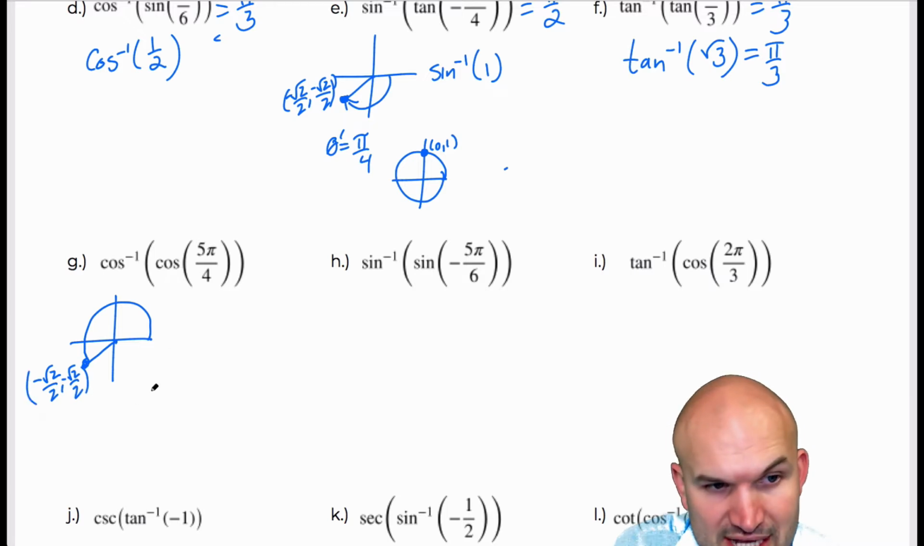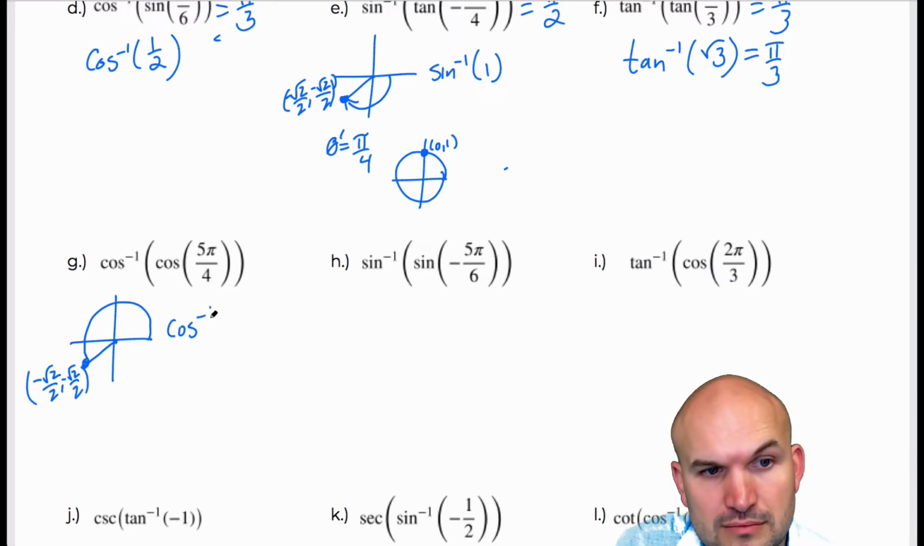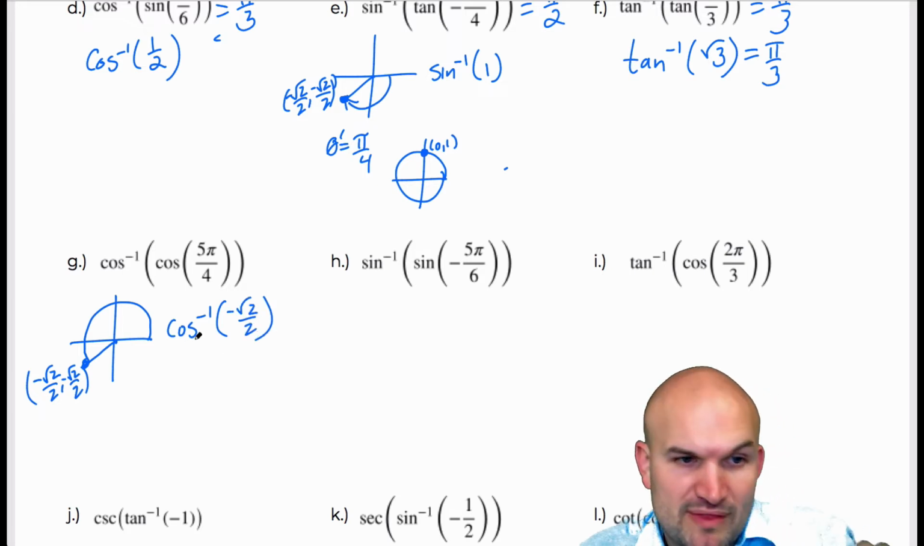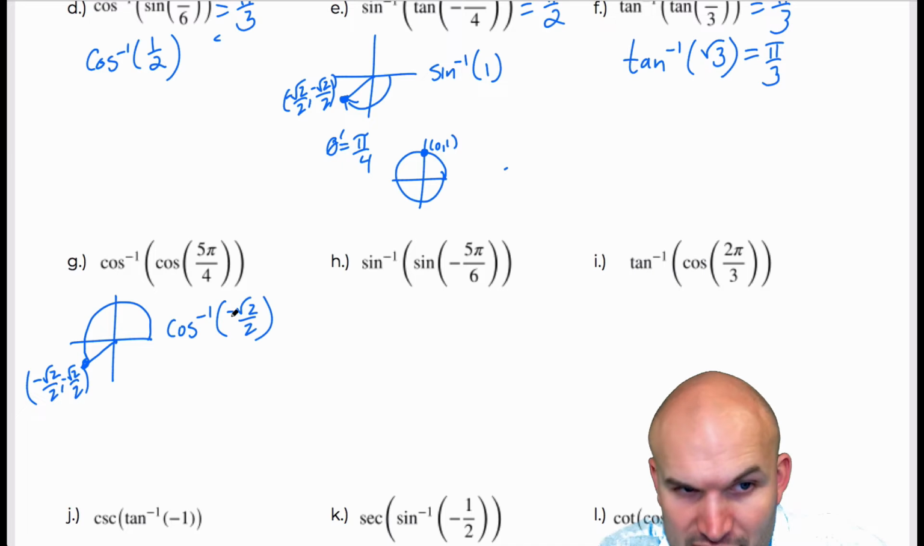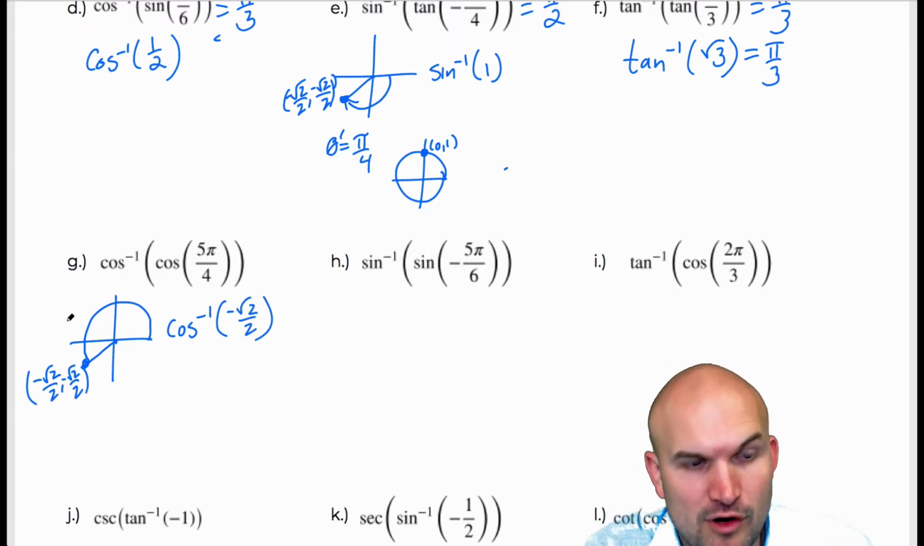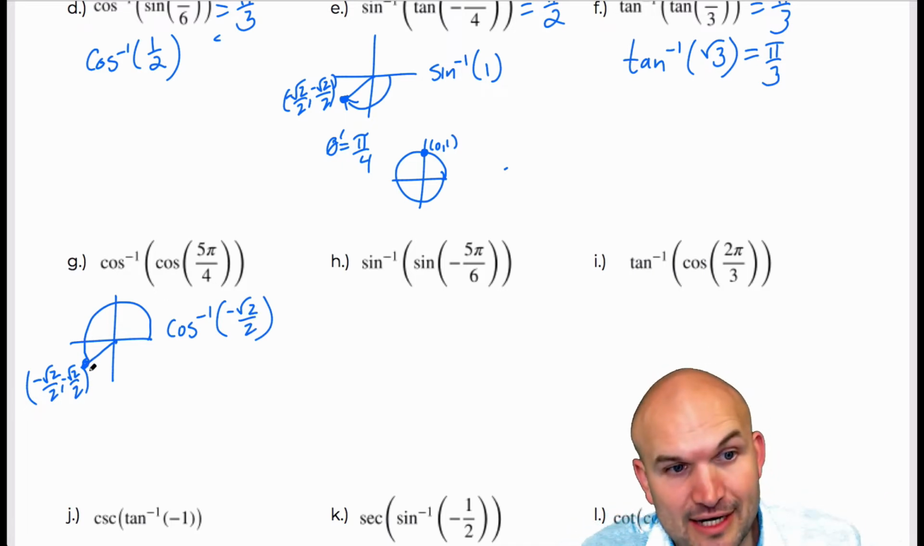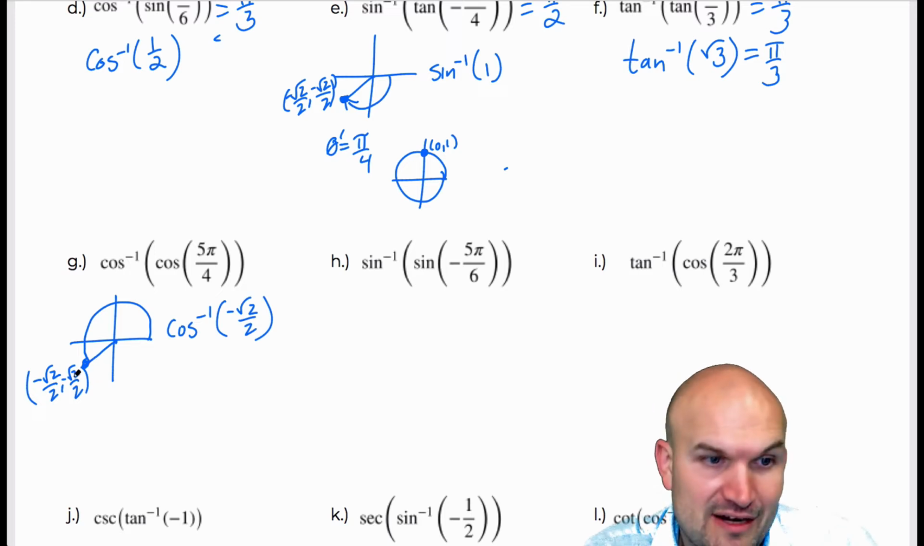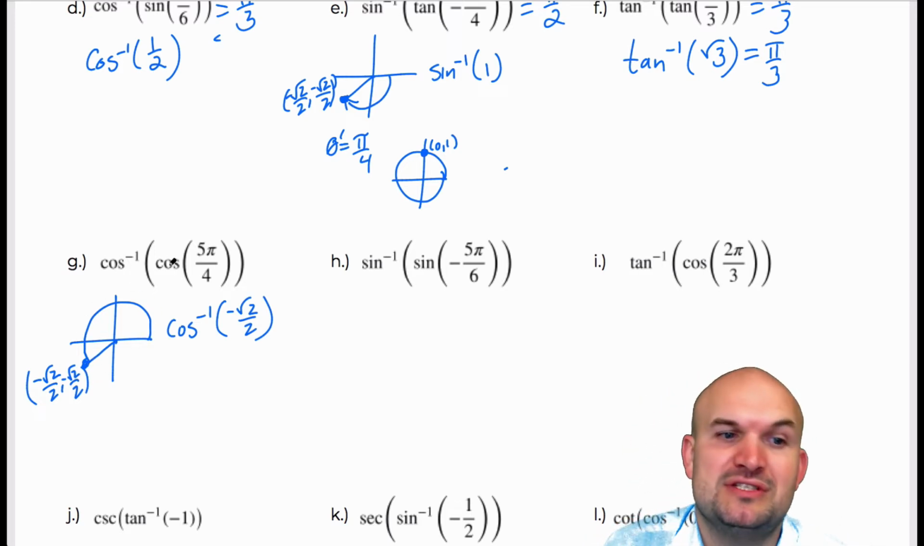So the cosine of this angle is equal to negative square root of 2 over 2. But we know that the cosine inverse of negative square root of 2 over 2 is not 5 pi over 4, because look at where 5 pi over 4 is. It's outside of the restricted area, right? Negative 5 pi over 4 is in the third quadrant. Cosine is restricted between the first and the second.